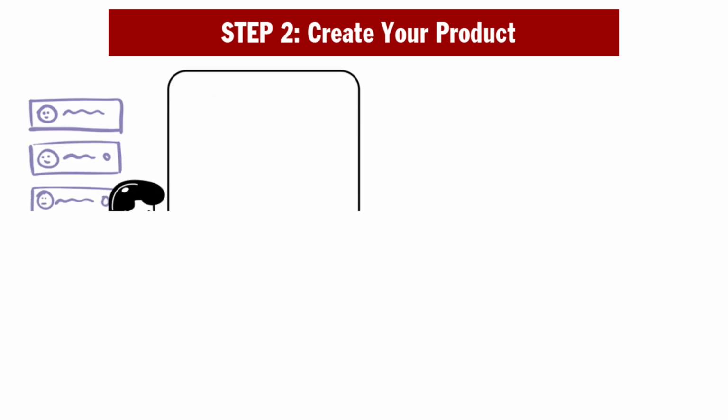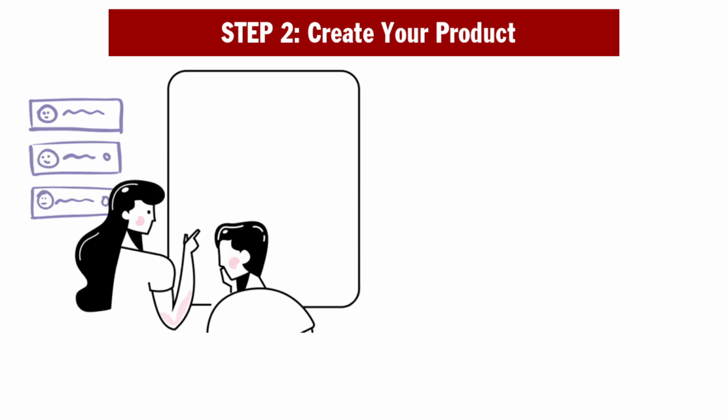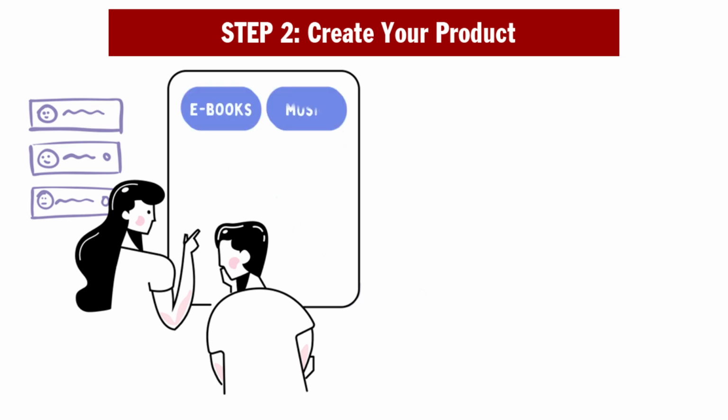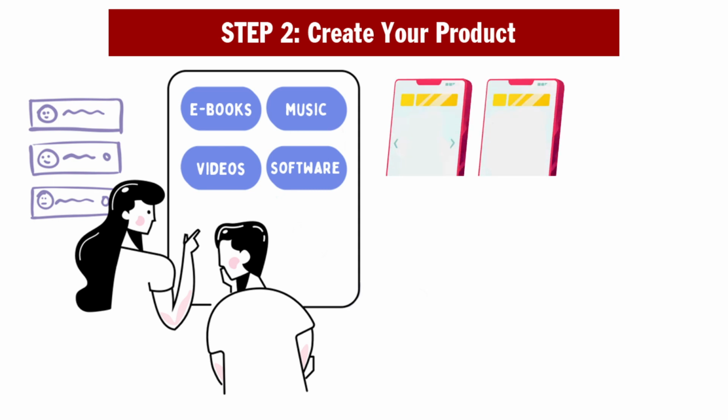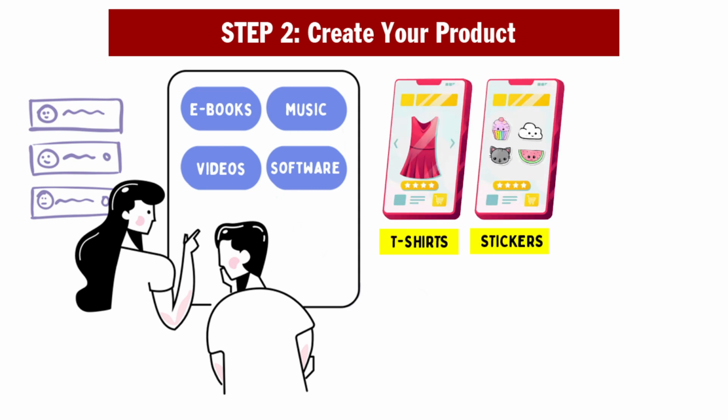Step 2. Create your product. Now that you have your account set up, it's time to create your product. Gumroad supports a wide range of digital products including ebooks, music, videos, software, and more. You can even sell physical products like t-shirts and stickers.